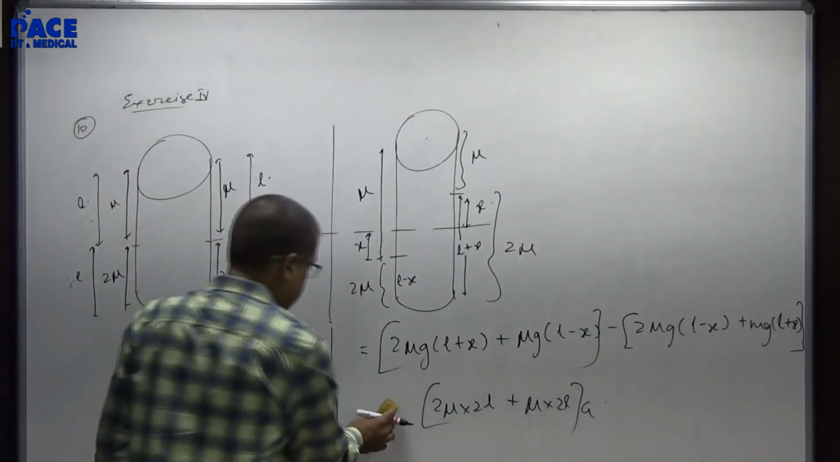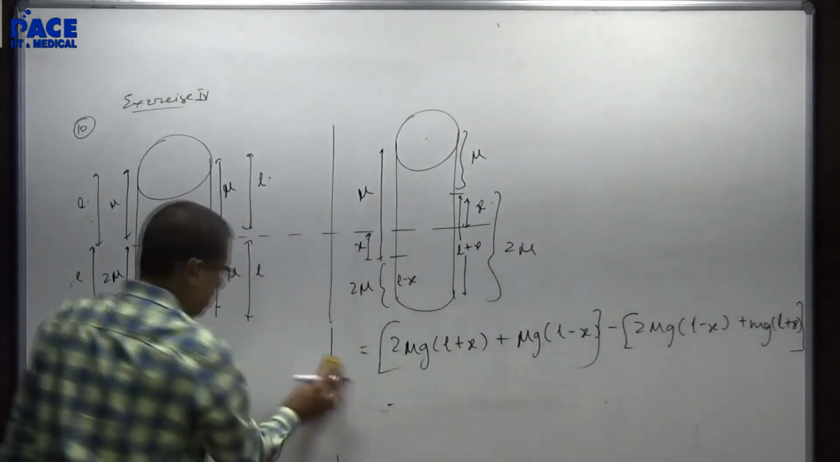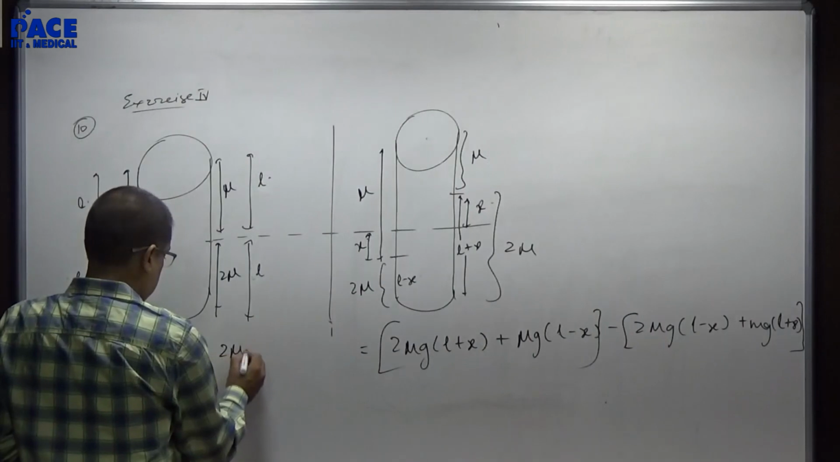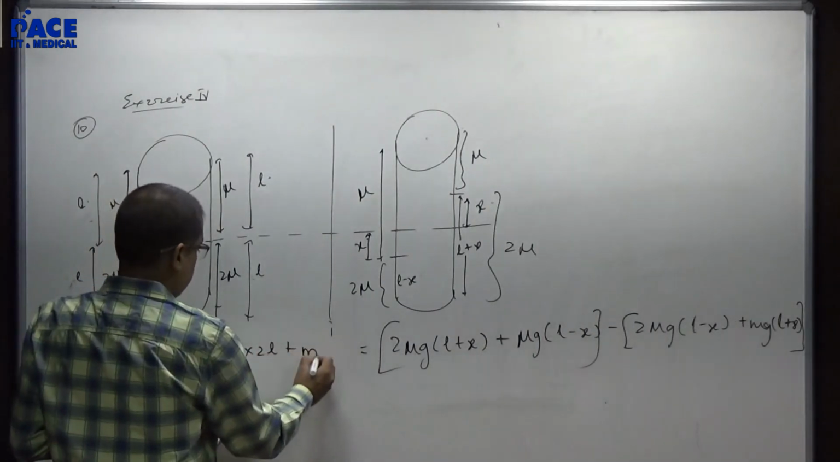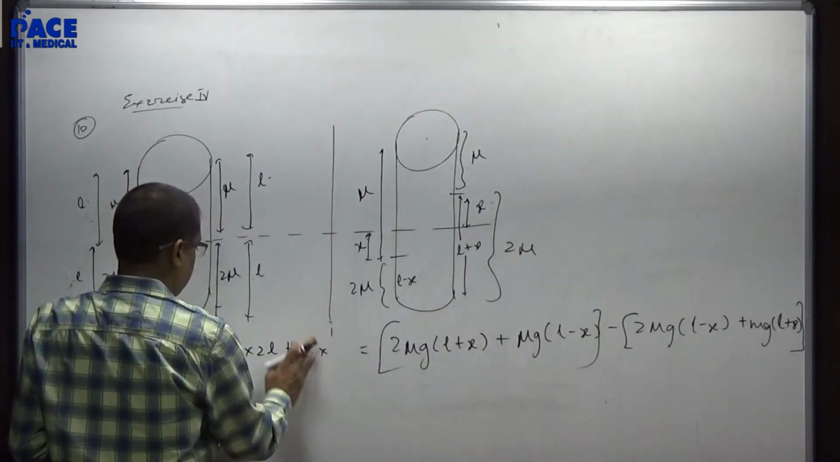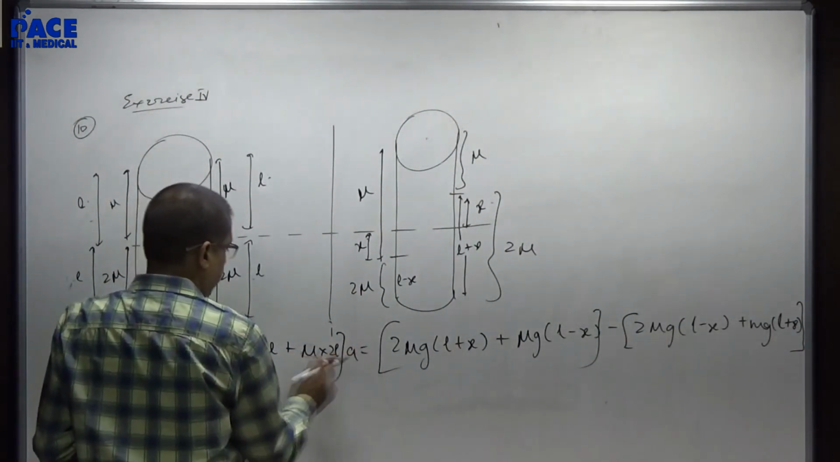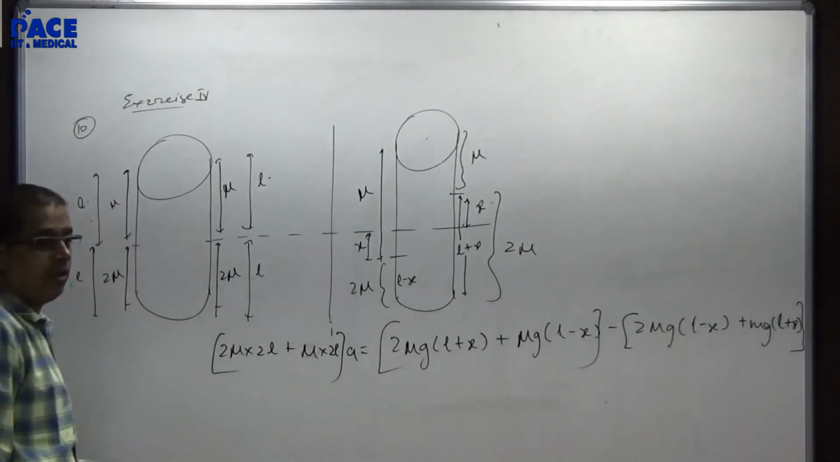This is mass into acceleration. This I shall have to write to the left. This is total mass, 2 mu into 2L plus mu into 2L. Bring this to the denominator and simplify, you get the answer.